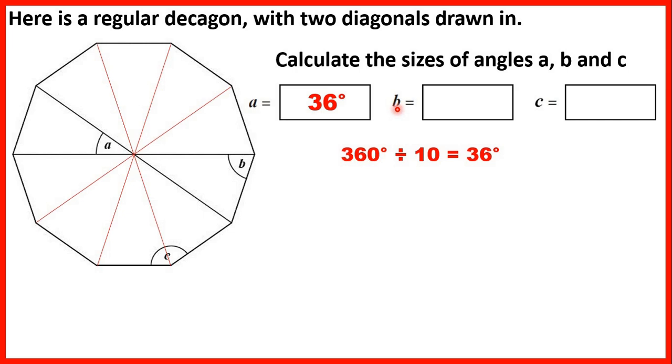But now we need to work out angle B. So we know that this angle here will be 36 degrees as well, and we need to spot that we have an isosceles triangle.